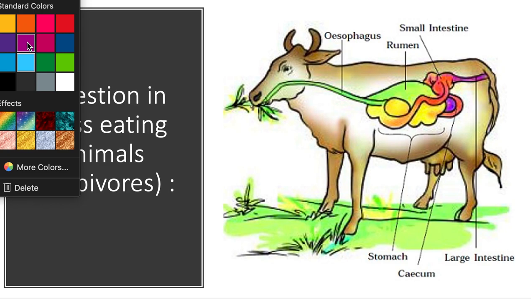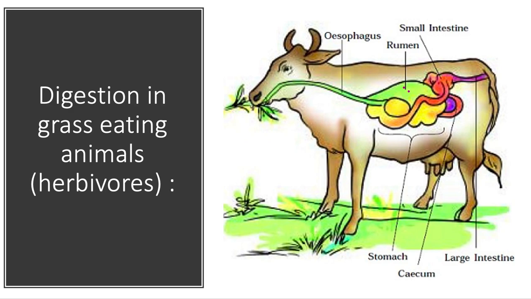Okay, let me make this easy for you. Food is ingested, it goes down the esophagus, and it is stored in a part of the stomach called the rumen. There it is partially digested. It's not fully digested, it's half digested. That is called the cud. Let me write that down for you. Cud.